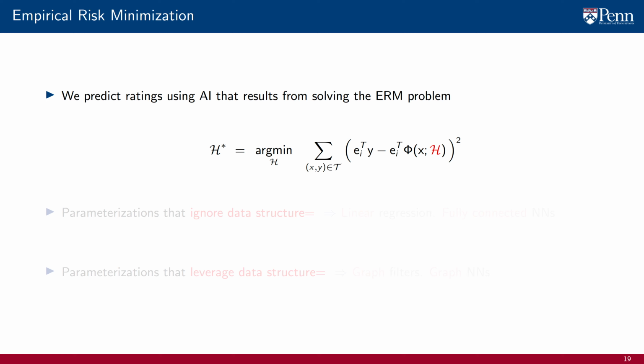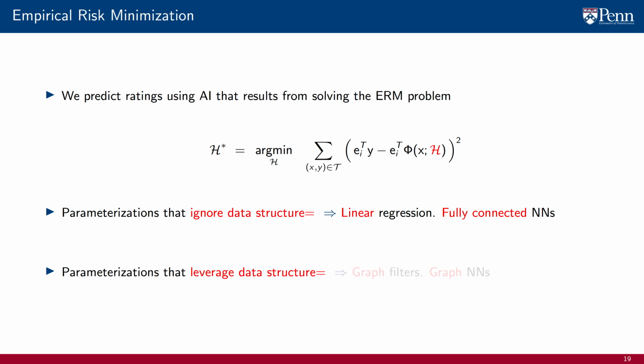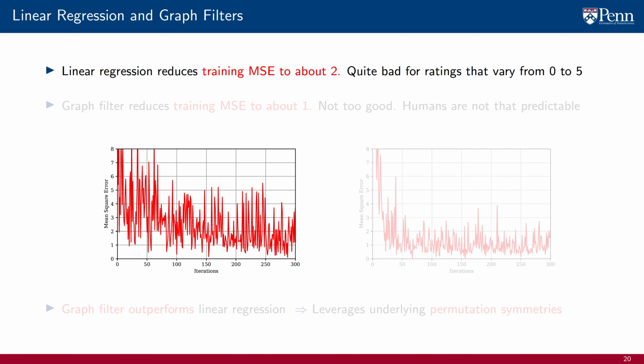We consider two parameterizations that ignore the data structure, linear regression and fully connected neural networks, as well as two parameterizations that leverage the data structure, graph filters and graph neural networks. The goal of running these 4 experiments is to compare their performances. Begin by considering linear regression.